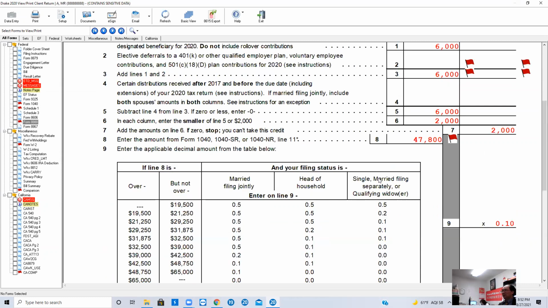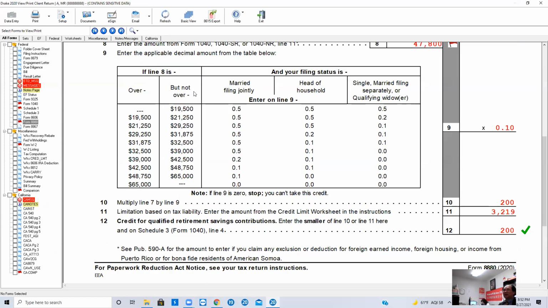Yeah, the situation is, all you need to do is, depending on what kind of tax filing, you have to be no more than the maximum. Like married, you cannot be more than 65,000. Head of household, you cannot be more than 48,750. As single, you cannot be more than 31,875. That is 0.5, 0.2, 0.1 is the percentage, right? Yeah, the percentage of it.